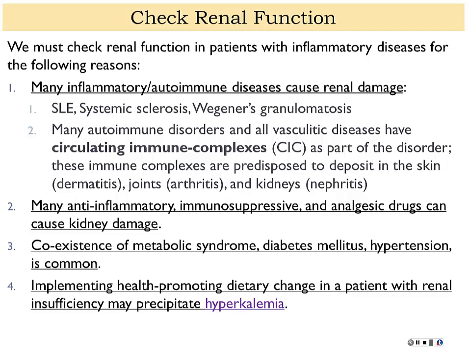Implementing health-promoting dietary change in patients with renal insufficiency may precipitate hyperkalemia, and that's one of the major points that I'd like to emphasize in this brief presentation. A lot of times we use the dietary protocol that we've already reviewed, which is my 5-part protocol, the first part of which, of course, is what we call generally a paleo-Mediterranean diet, which is very rich in fruits, vegetables, nuts, seeds, berries, and lean sources of protein. Along with those fruits, vegetables, nuts, seeds, and berries, of course, we get a lot of great phytonutrients, but we also get a big dose of potassium.